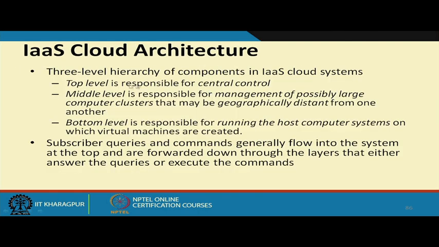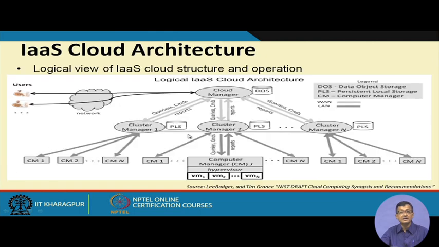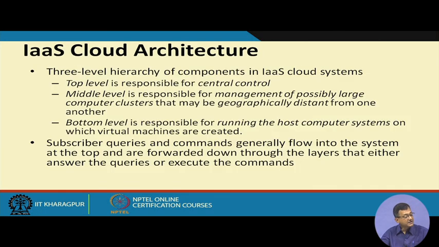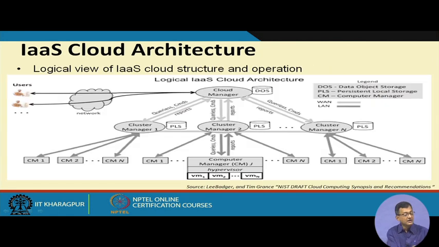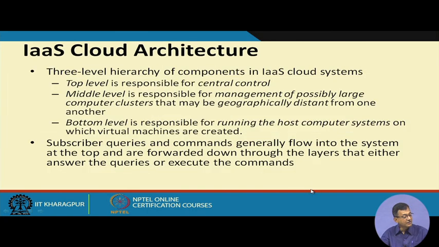If we look at the 3 level hierarchy of the components of IaaS, the top level is responsible for central control, like the cloud manager. The middle level is responsible for management of possibly large computer clusters, which may be geographically distant from one another. The cluster manager manages these large clusters. The bottom level is responsible for running the host computing systems on which virtual machines are created. So, this is typically 3 layers of control.